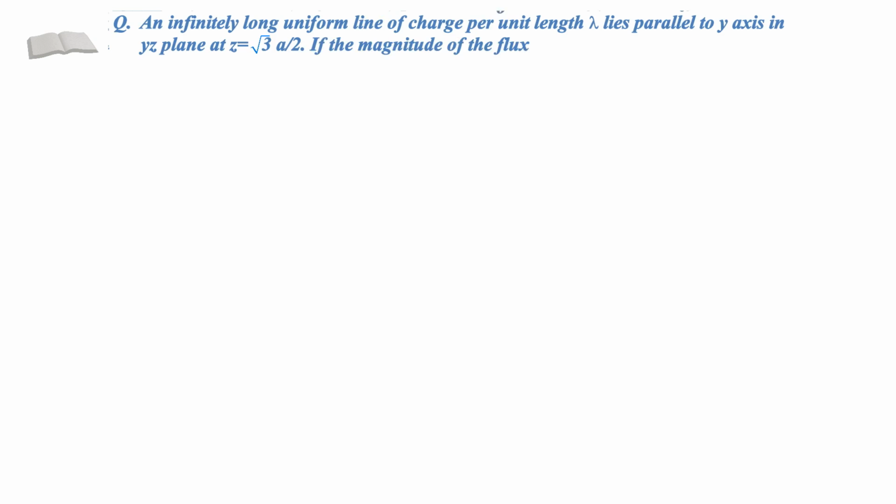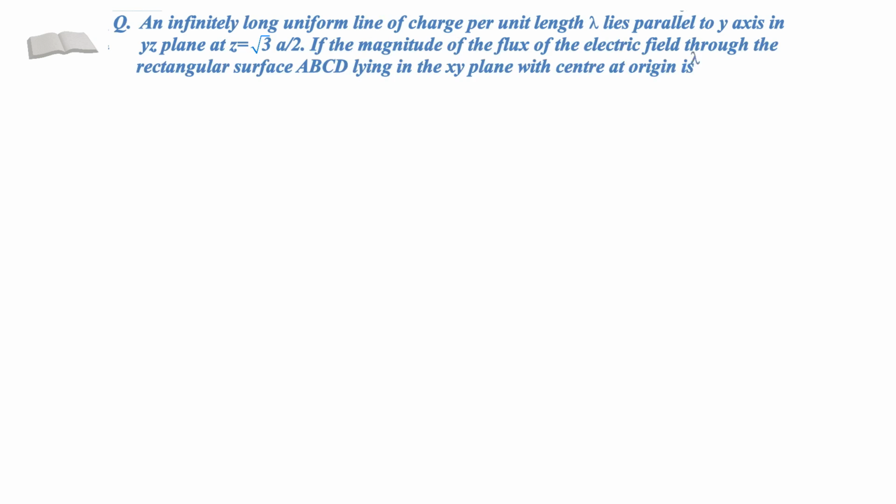An infinitely long uniform line of charge per unit length lambda lies parallel to the y-axis in the yz plane at z equal to square root of 3 times a by 2. If the magnitude of the flux of the electric field through the rectangular surface ABCD lying in the xy plane with center at origin is lambda L by n epsilon 0, then the value of n is.